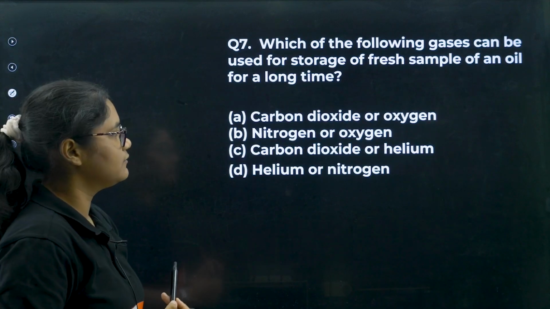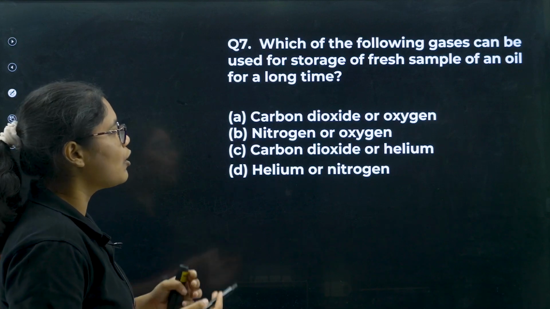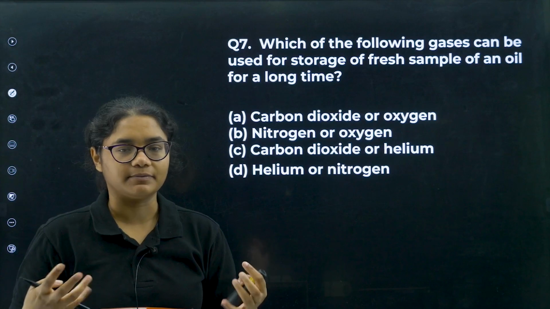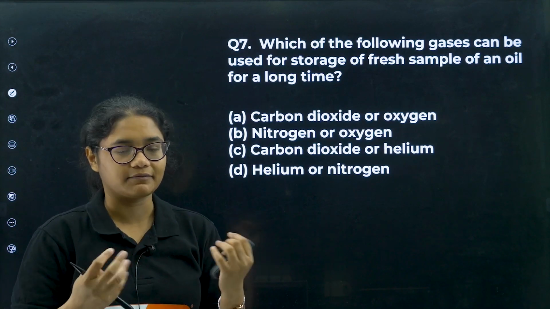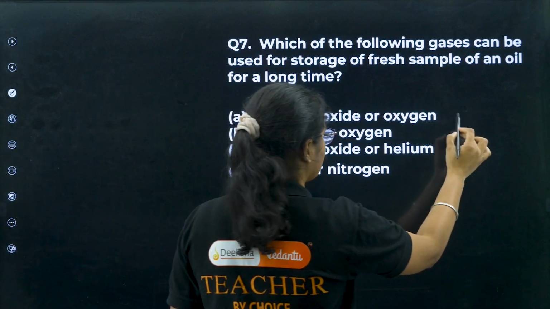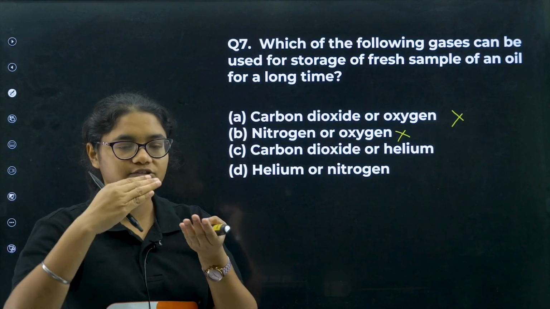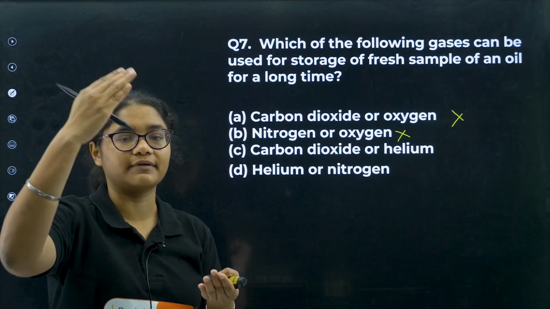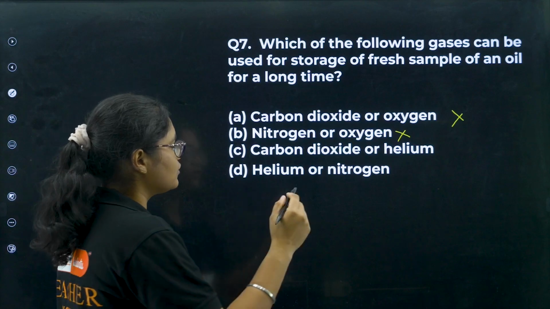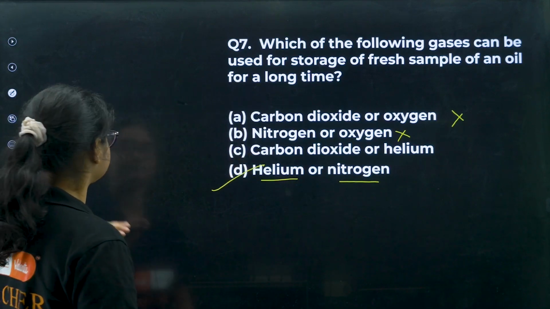Next question number 7. Which of the following gases can be used for the storage of a fresh sample of an oil for a long time? Okay, so if you want to keep a fresh sample, then you have to avoid contact with oxygen, okay, so that it doesn't undergo oxidation. So wherever you find oxygen, we can eliminate that option. There should be an inert gas which will prevent contamination of the oil by oxygen, right? So we know that helium and nitrogen both can be used, so option number D here.